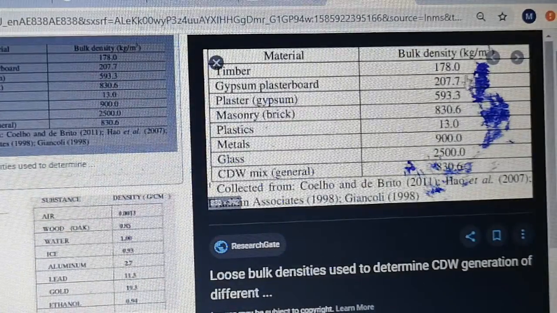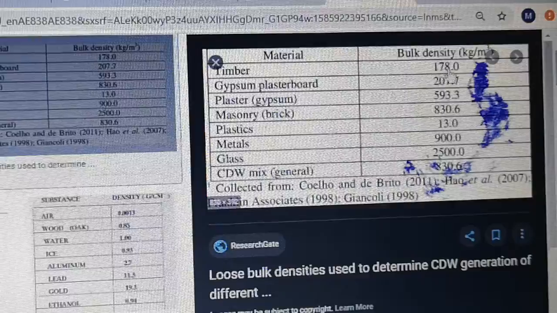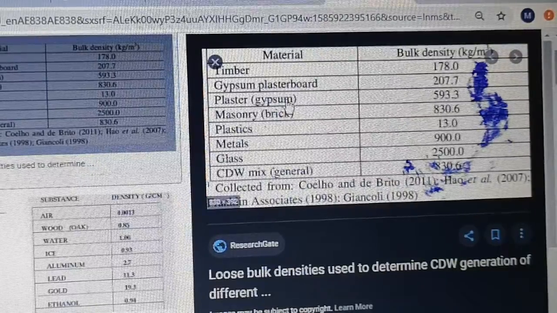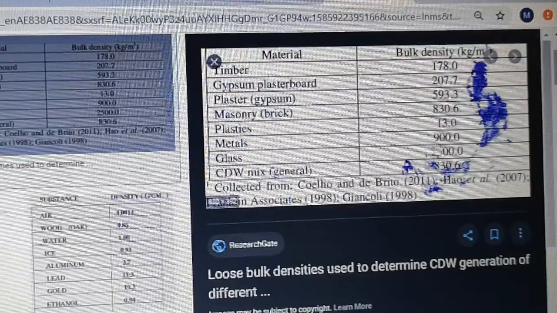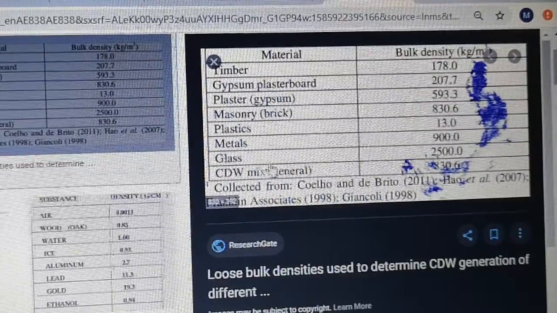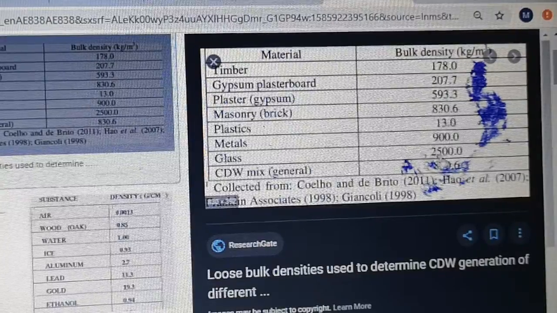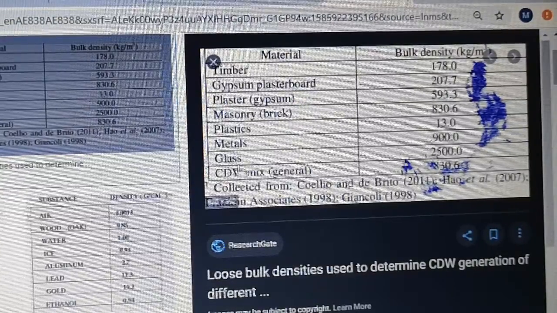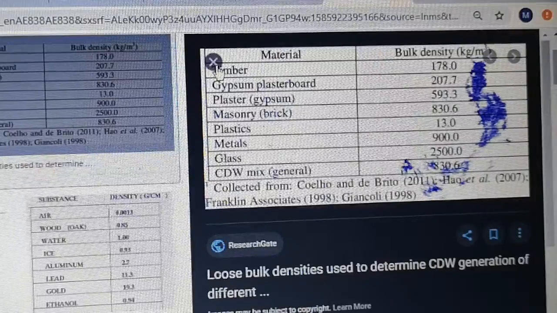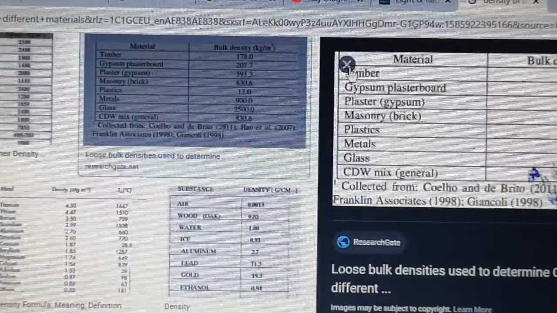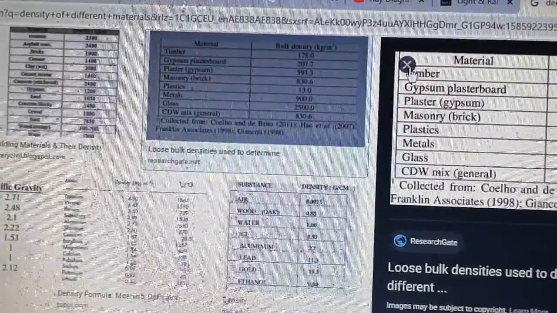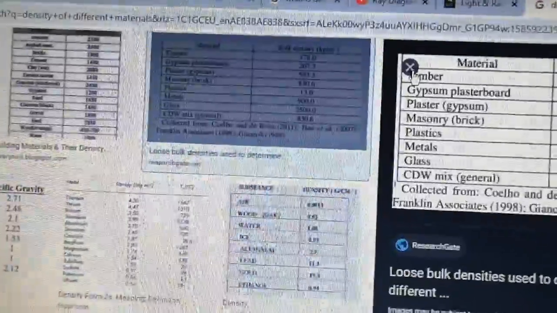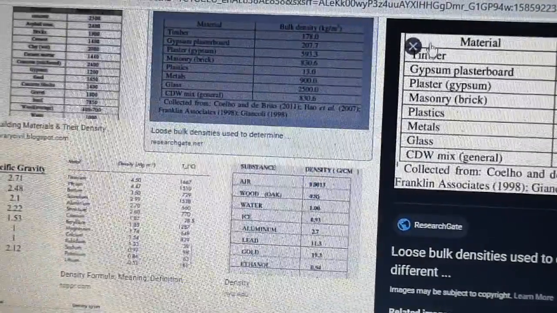This one here is probably good. My amazing stain on my screen. So wood is 178. We have plastic only 13. Metal 900. It depends on the material, right? As to how dense it is. Glass 2,500. It's just to show you what I mean when I say it's a material property. You can imagine gas is very low density because the particles are so spaced out, right?